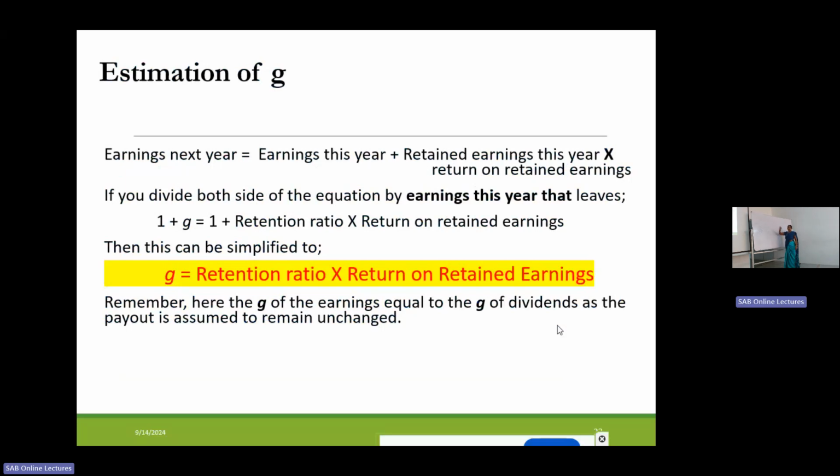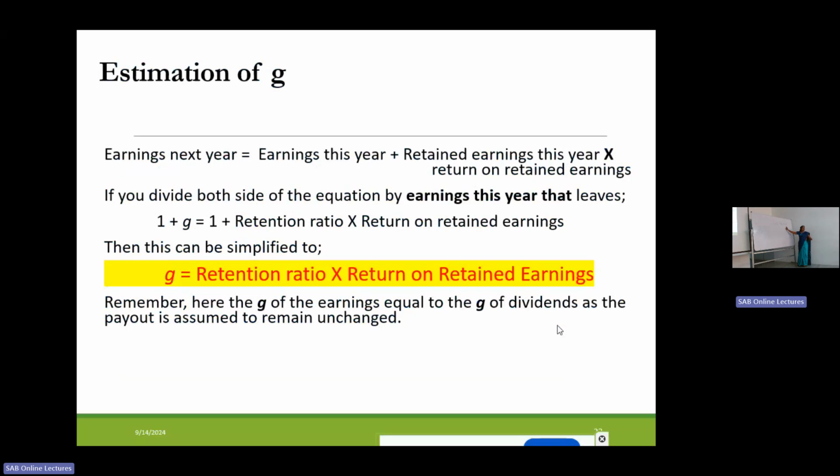Yes, I will put E1. Earnings next year is equal to earnings this year, E0, plus retained earnings this year. Retained earnings, you know what is retained earnings? From the profit you might pay something, that is the payout. The balance is the retained earnings. So retained profit, retained earnings this year, into return on retained earnings or return on equity.